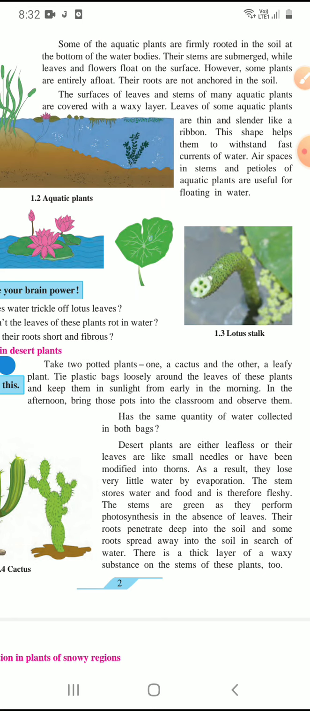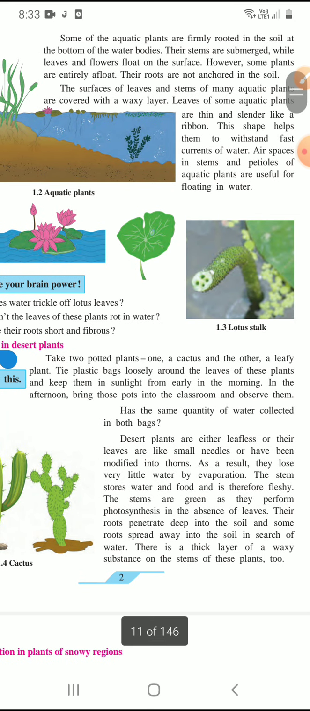Tie plastic bags loosely around the leaves of these plants and keep them in sunlight from early in the morning. In the afternoon, bring those plant pots into the classroom and observe them. Has the same quantity of water collected in both bags?